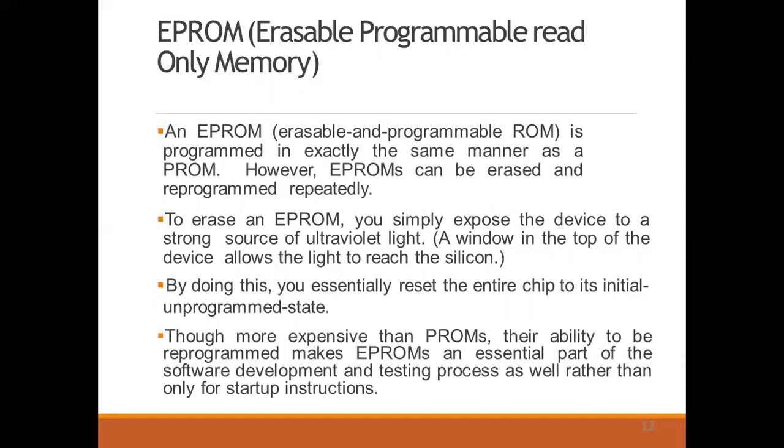Then we will talk about the EPROM, and from the name we can sense the thing. The erasable and programmable ROM is programmed in exactly the same manner as a PROM. To erase an EPROM, you simply expose the device to a strong source of ultraviolet light, that is UV light. A window on the top of the device allows the light to reach the silicon. By doing this, you essentially reset the entire chip to its initial unprogrammed state. So once again, it will start from zero.